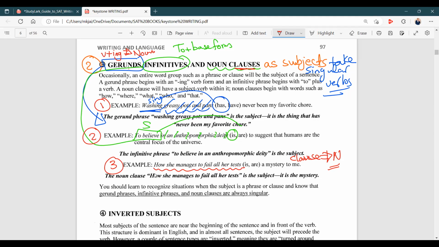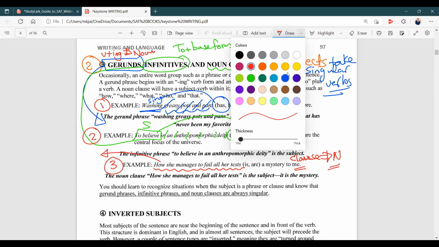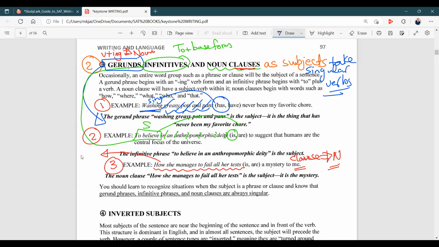So here, how? Am I asking a question? No, I have a full stop. That's not a question. Okay, how? Who can give me another word for how? What does it mean here, how? It sounds like... yes, Nagam. Yeah, the way, all right? The way she manages to fail all her tests is a mystery to me.